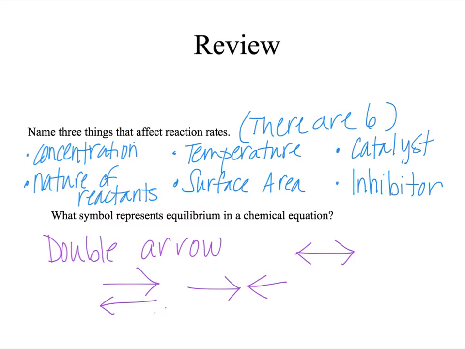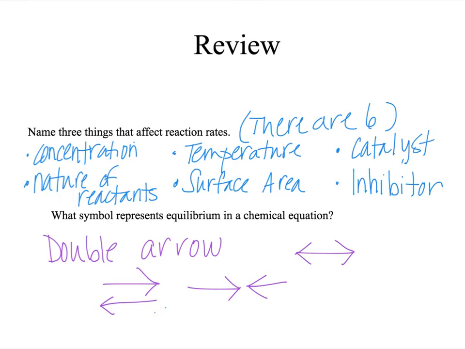This question says name 3 things that affect reaction rates. Although you only have to name 3, it's a good idea to know all 6. First one is concentration, which we just talked about. Higher concentration means a higher reaction rate. Nature of reactants, we talked about that in the notes.